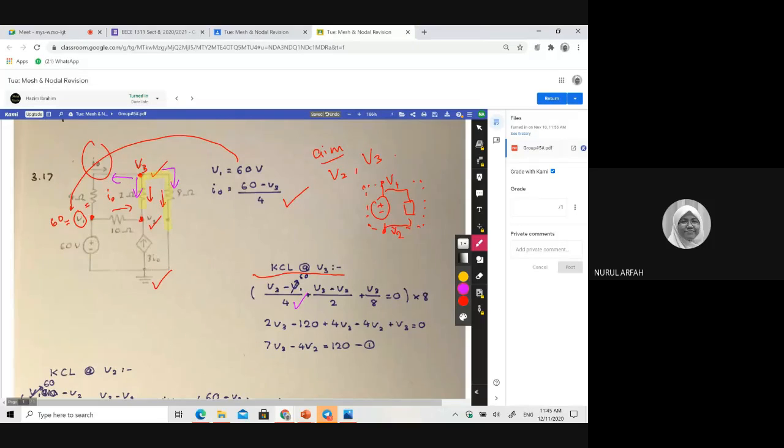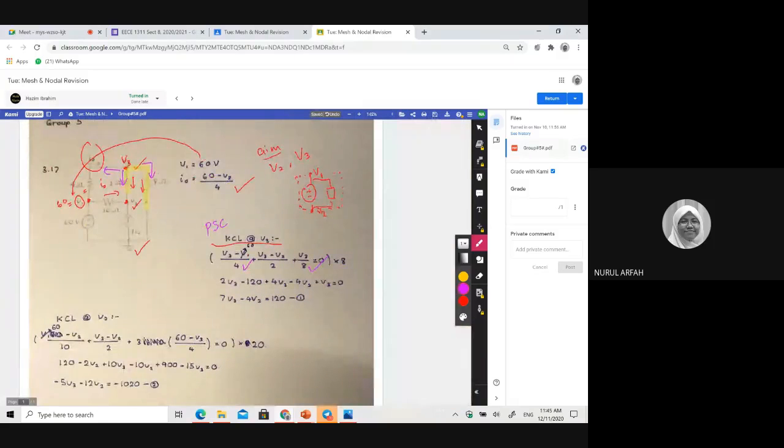It's okay to put any direction as long as you follow passive sign convention. And then V3 minus V2 divided by 2. Yes, V3 minus 0 divided by 8, then equal to 0. Okay, this is correct. And then KCL at V2. At V2 here, how many elements are attached to this? 1, 2, and 3. So make sure you have all 3 elements in your equation.